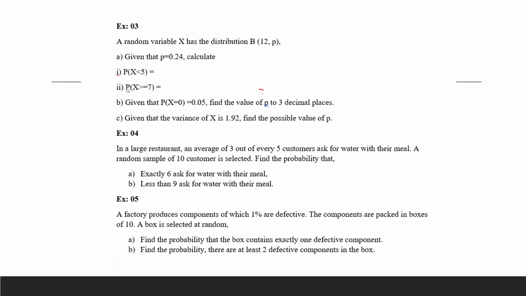What is the answer for this one? This part. What's the answer? Are you here?